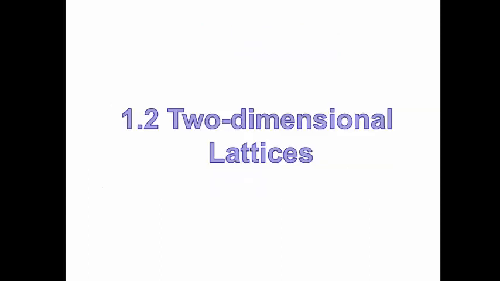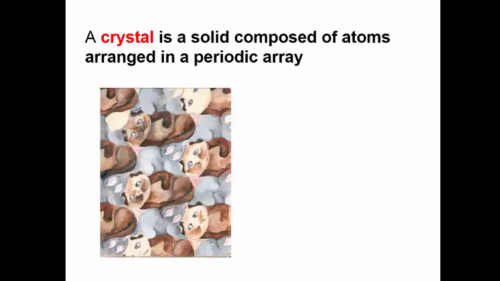First, this is section 1.2 of the two-dimensional lattices. Before we get to a lattice, let's describe what a crystal is. A crystal is a solid composed of atoms arranged in a periodic array. Of course, these are not atoms, they're cats and mice. In fact, Anna Marie Van Buren, who made this watercolor, was studying mice with a genetic label of a curly tail, and she included that in this drawing.